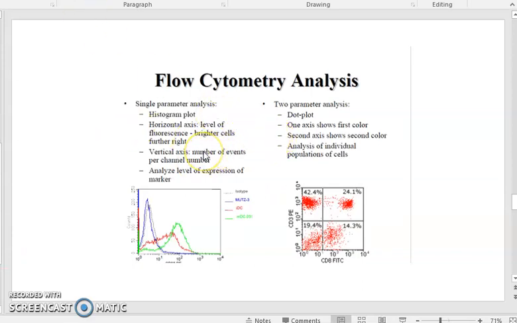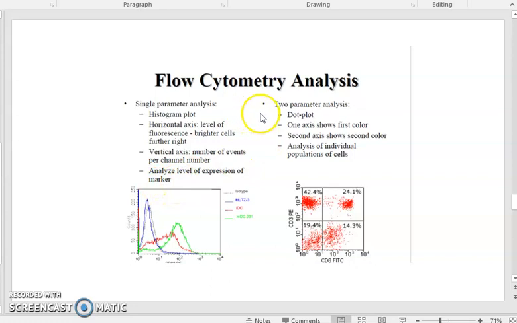There are two different flow cytometry analysis systems. First one is the single parameter analysis, and second one is the two parameter analysis. Single parameter analysis shows a histogram plot. The horizontal axis is used for the level of fluorescence brightness, that is, the brighter cells emit more light. The vertical axis is for the number of events per channel number. It analyzes the level of expression of the marker.